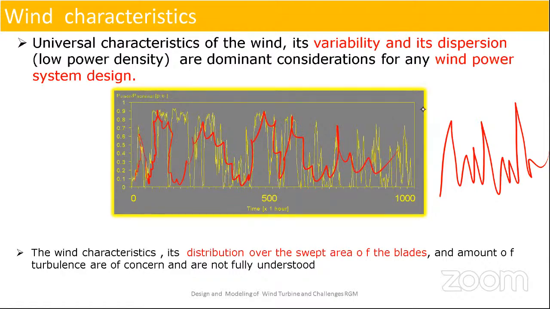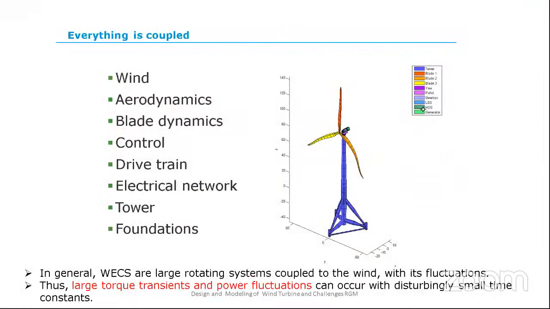So this universal characteristic, variability, and its dispersion are dominant considerations for any wind power system design. The turbine has to be designed to work with this variable nature of the wind. The wind characteristics, the distribution over the swept area of the blades, and the amount of turbulence all exist in wind turbines. Now I have given the overall view of the components. Everything is coupled, because of the wind.